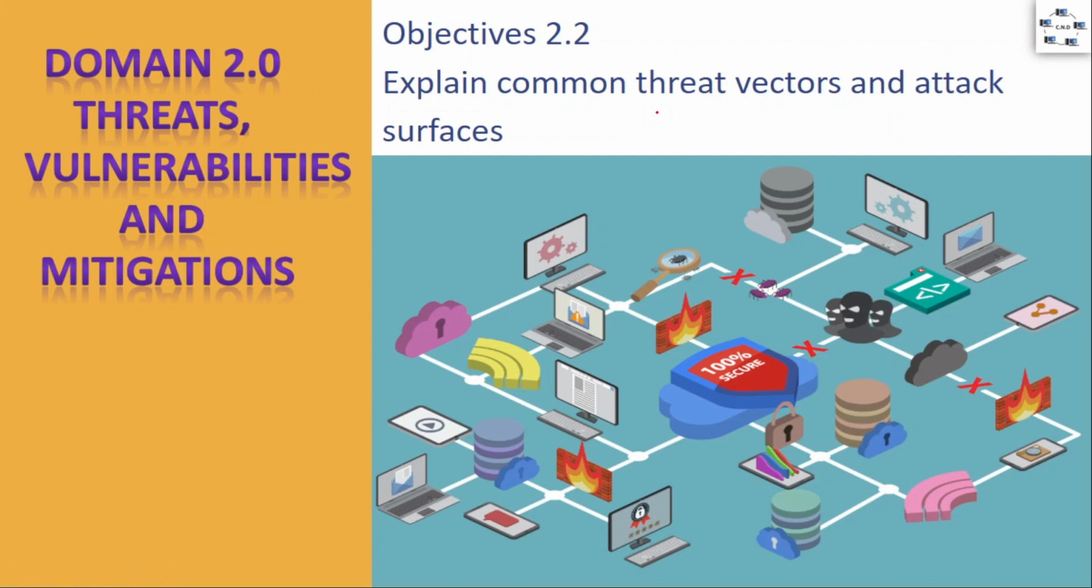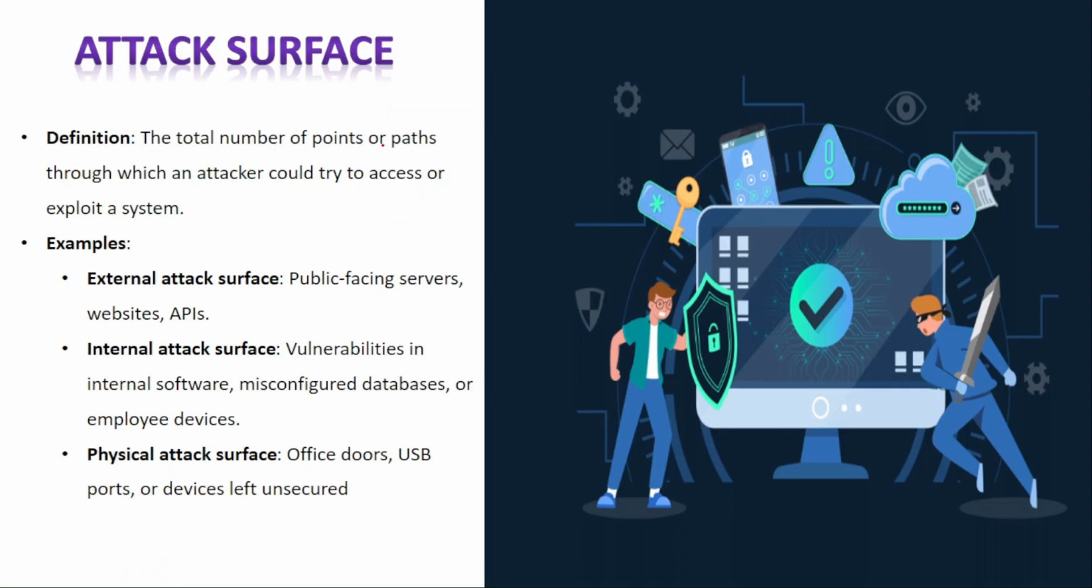Objective 2.2, explain common threat vectors and attack surfaces. So let's first explain the attack surface and threat vectors and the difference between these two. So the attack surface is basically the total number of points or paths through which an attacker could try to access or exploit a system. As the definition explains, it is the total number of ways or entry points through which a system can be exploited. An example is the external attack surface, which is any attack surface that is publicly visible. For example, public facing servers, websites, and APIs.